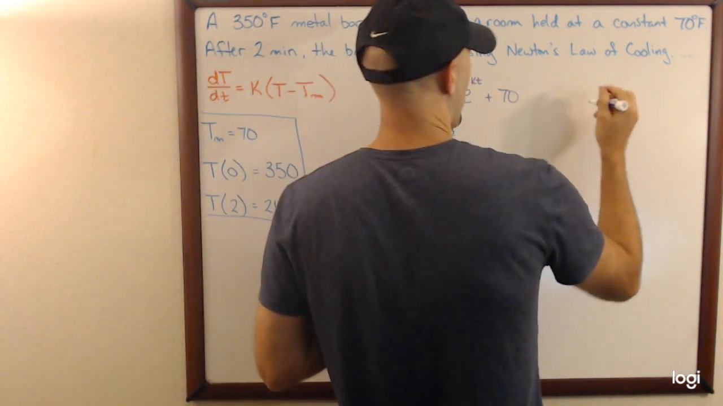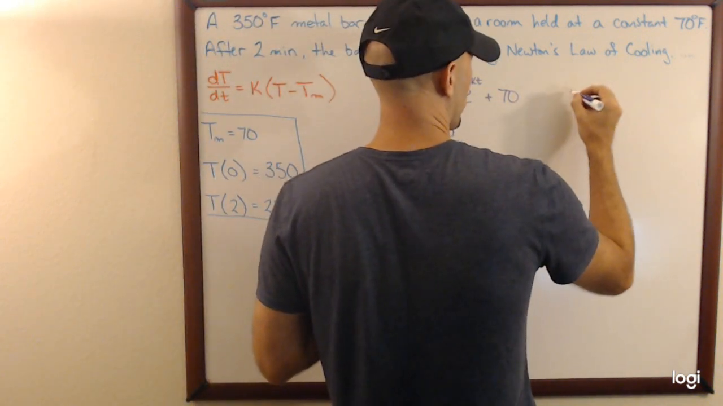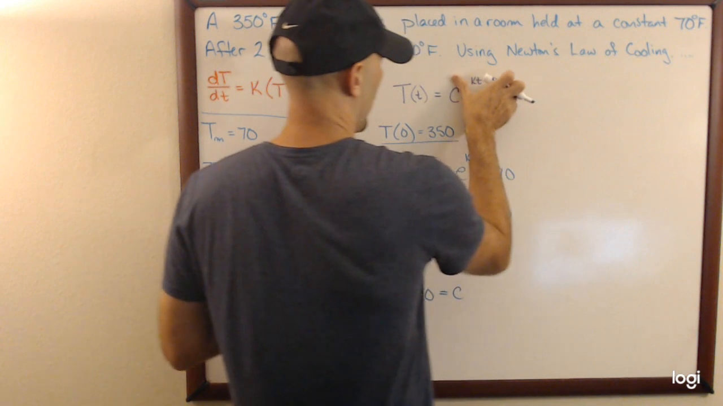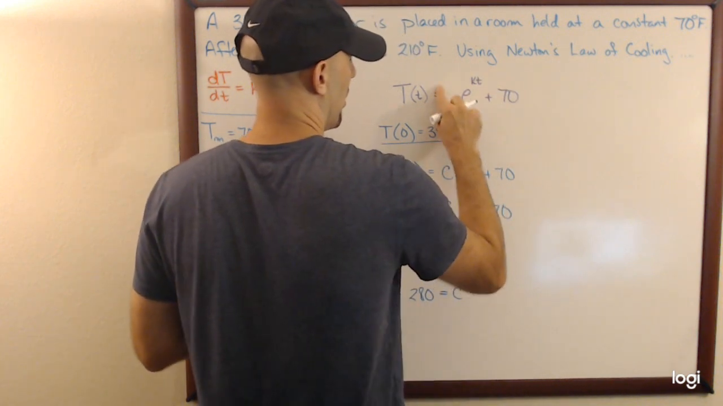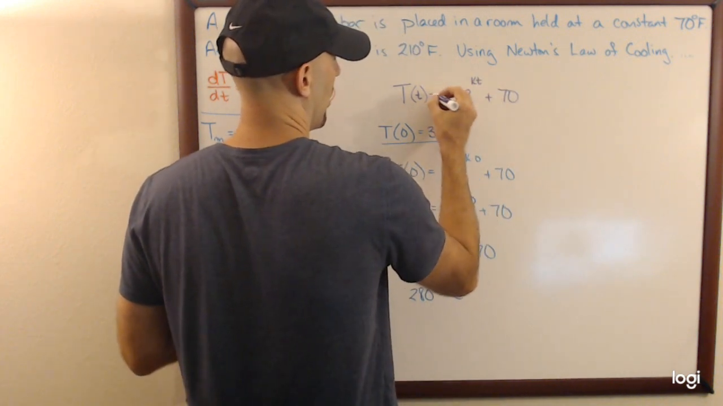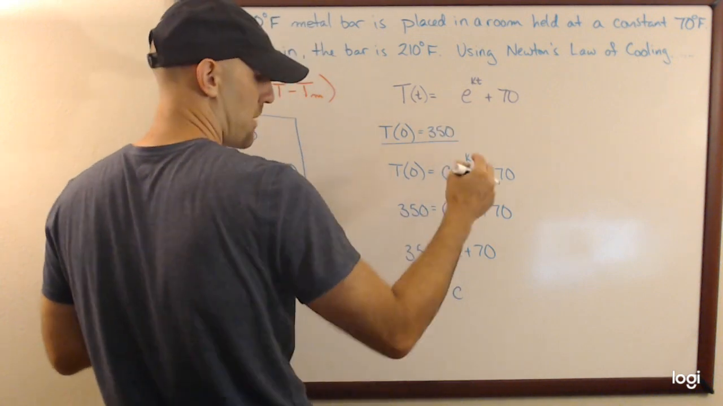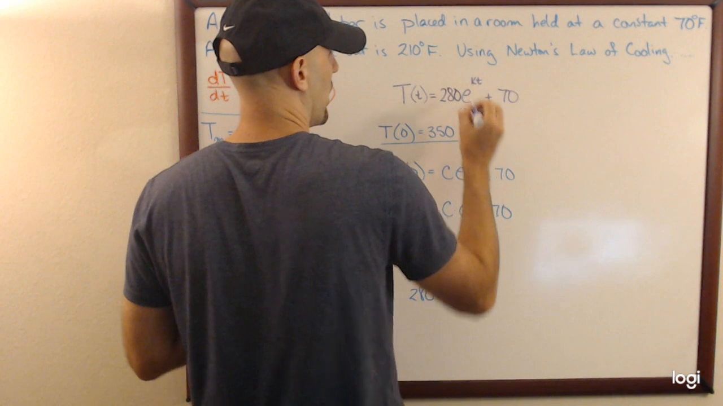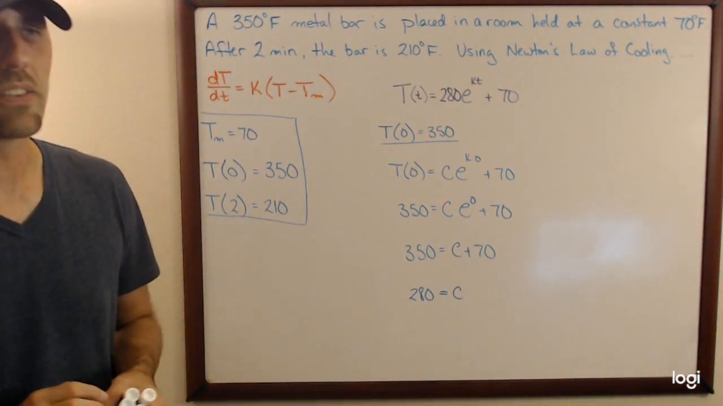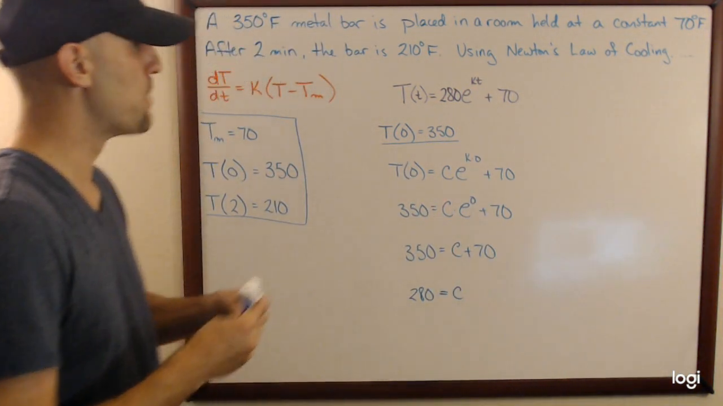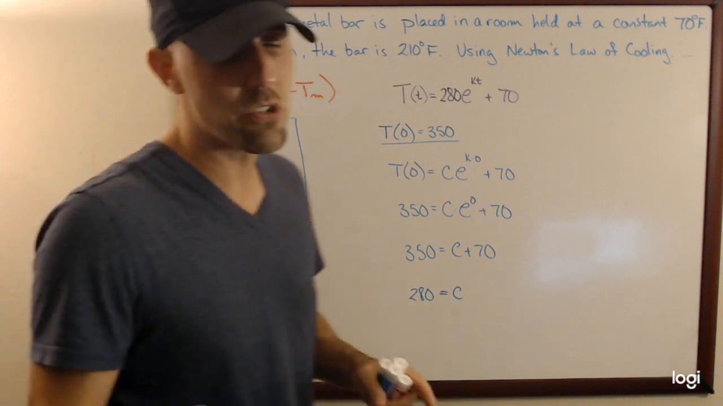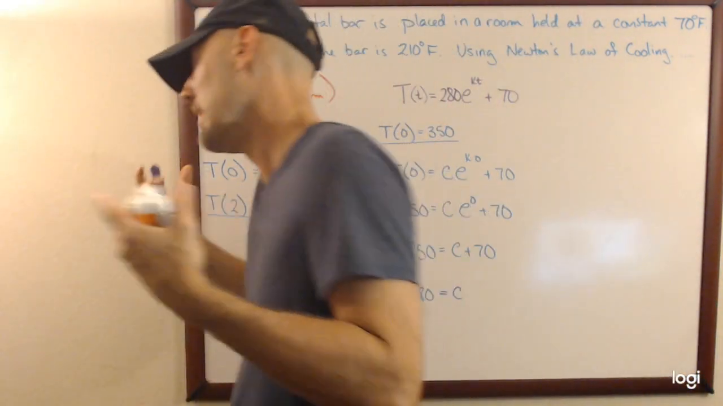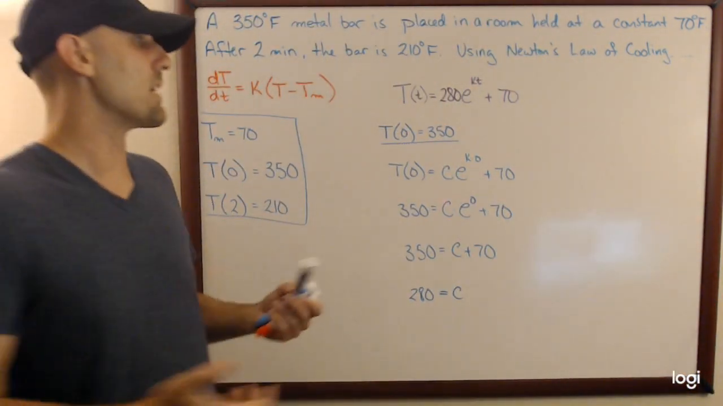My model actually reads, instead of c times e to the kt, it's 280 times e to the kt. Oh, that's a much better model now, right? Still not functional. If I plug in t, unfortunately, I still don't know what k is.